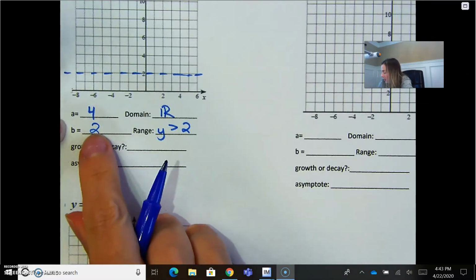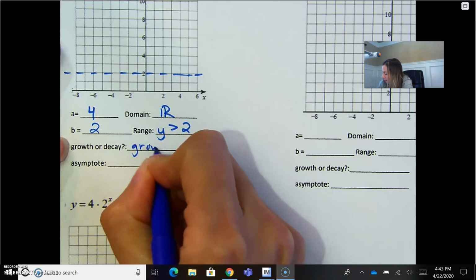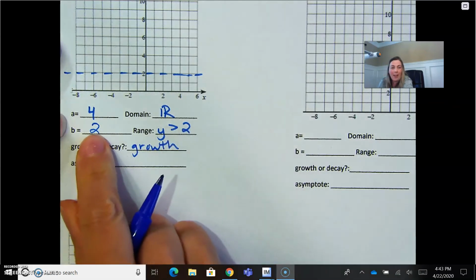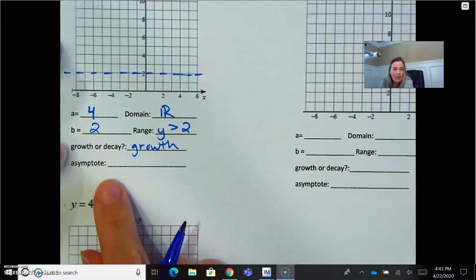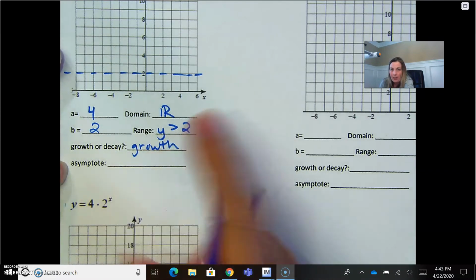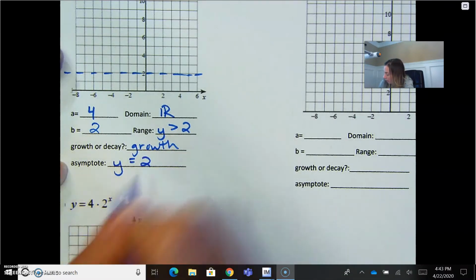Since our base is 2, it's growing. If it was a 1/2, then it would be decaying. Then you've got your asymptote at y equals 2. And now I just need some more values to graph.